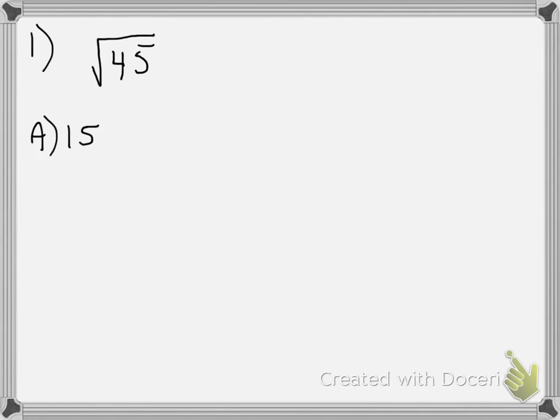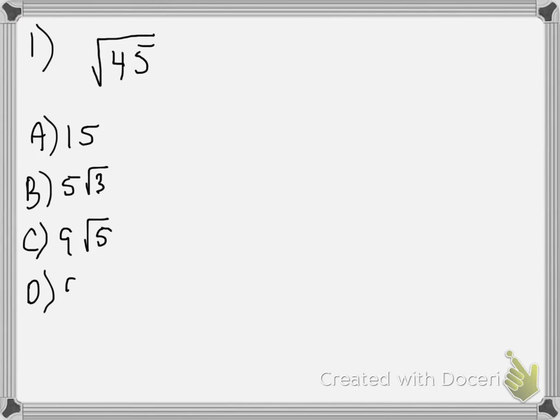They give you 15. B is 5 square roots of 3. Part C is 9 square roots of 5. Part D is 3 square roots of 5. And part E is 3.